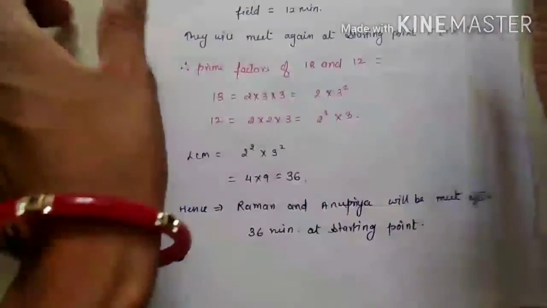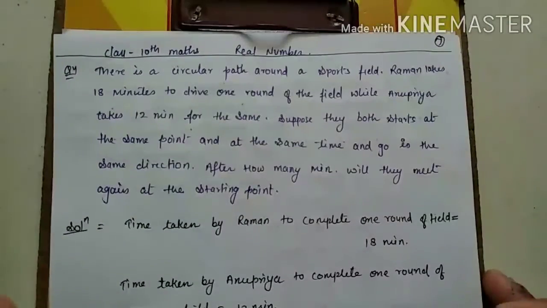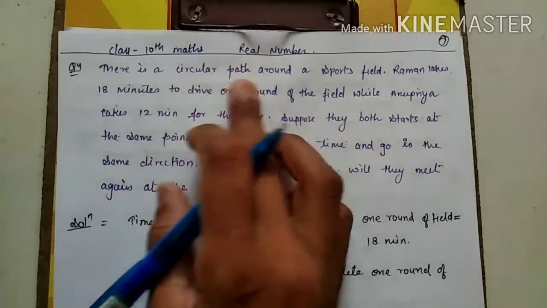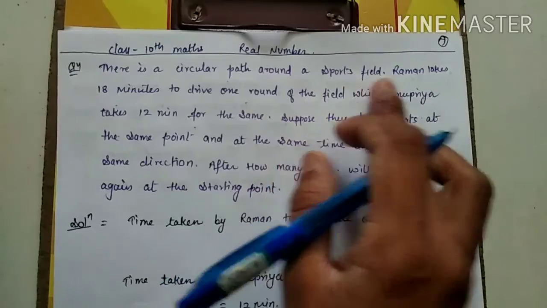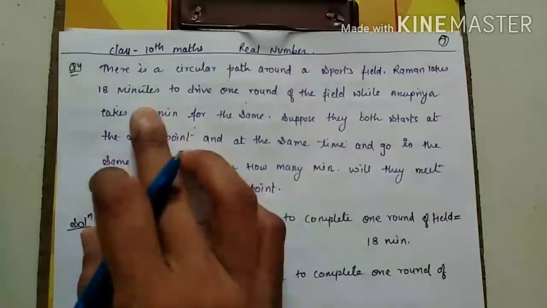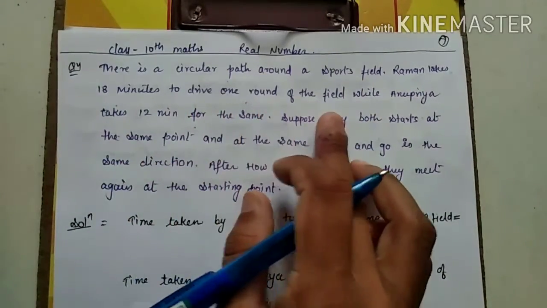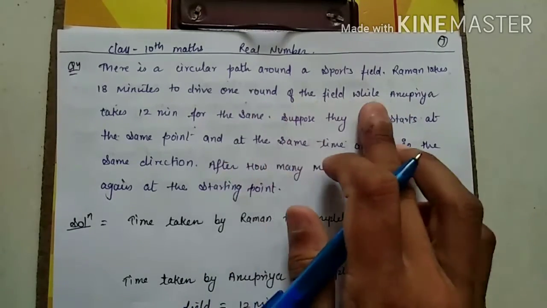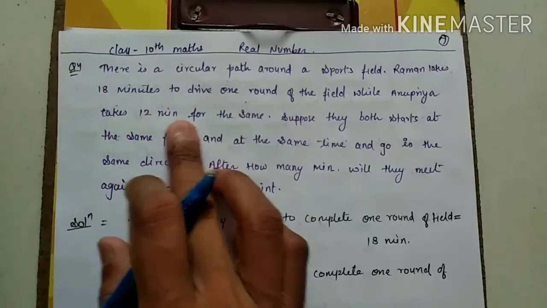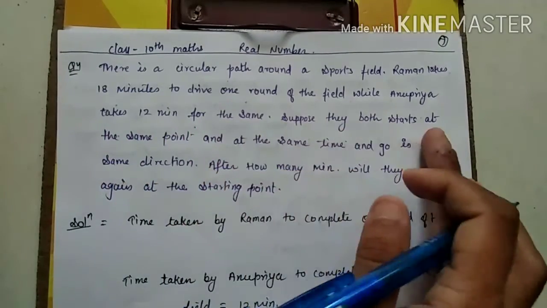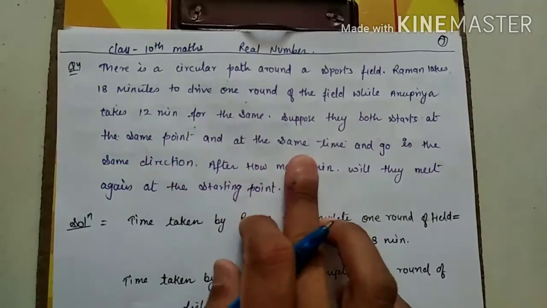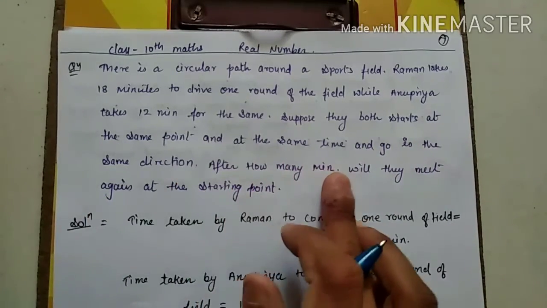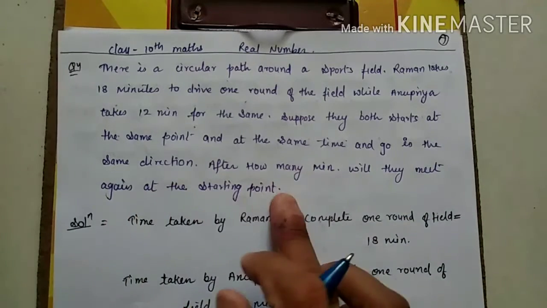The exercise is, I think you know, 2.2 is going on. Now come to question number 4. Question 4 is saying, there is a circular path around a sports field. Raman takes 18 minutes to drive one round of the field, while Anupriya takes 12 minutes for the same. Suppose they both start at the same point and at the same time and go in the same direction. After how many minutes will they meet again at the starting point?